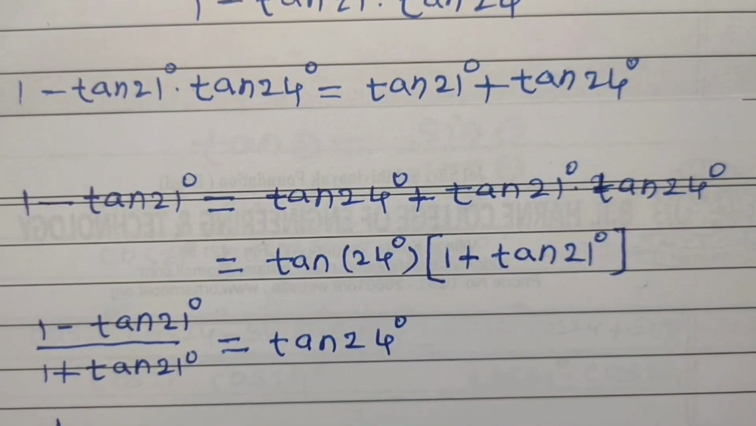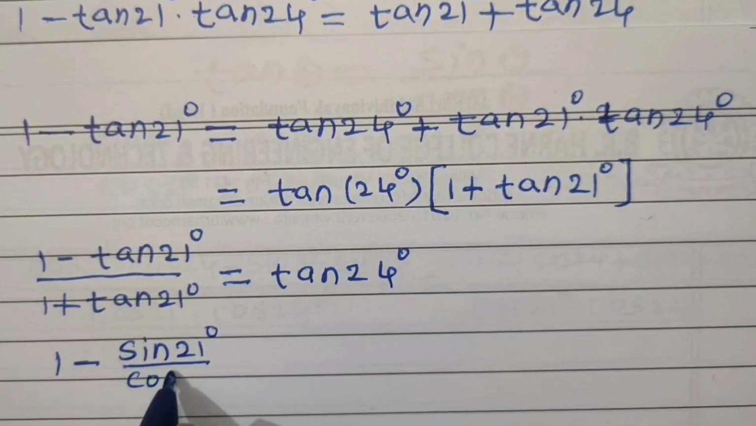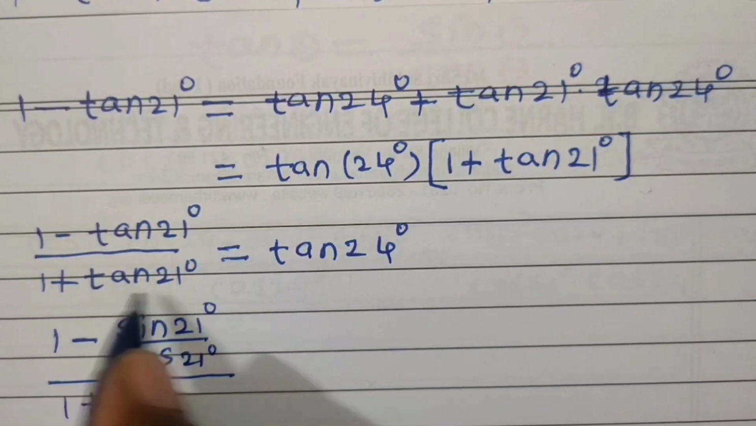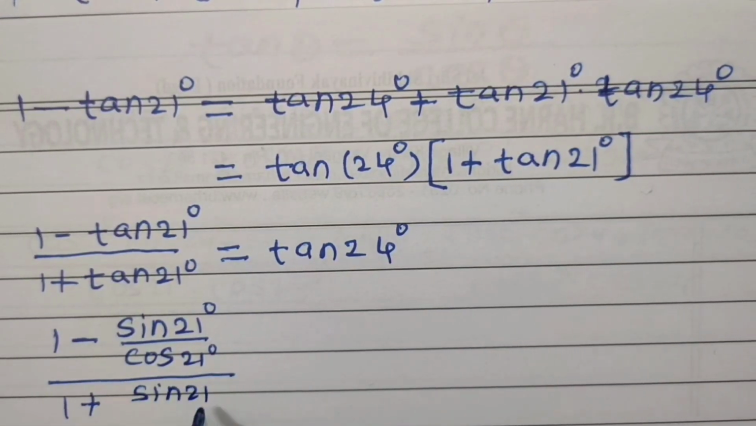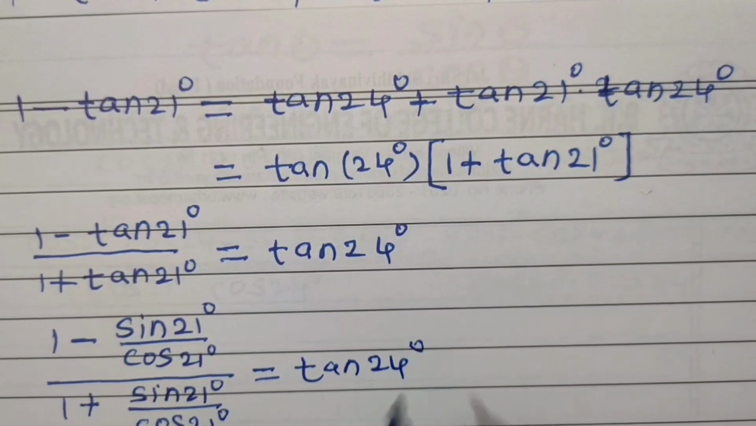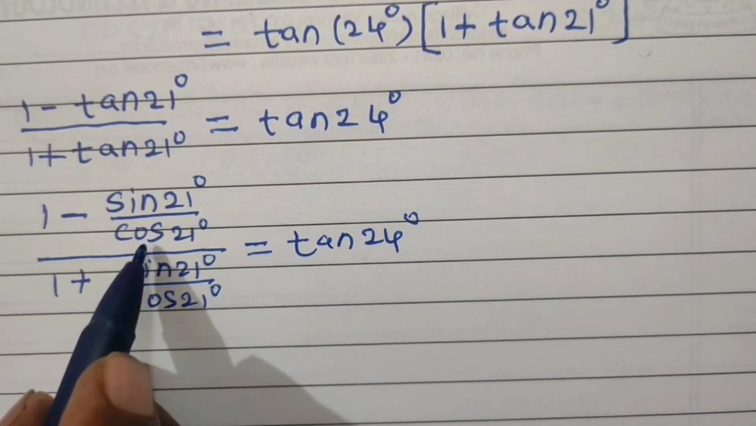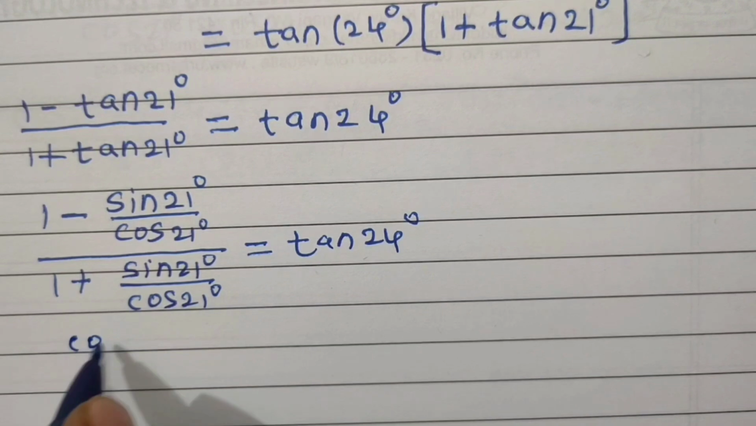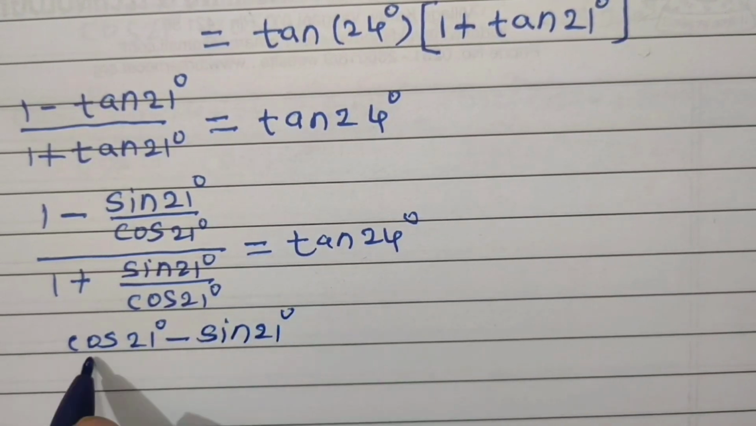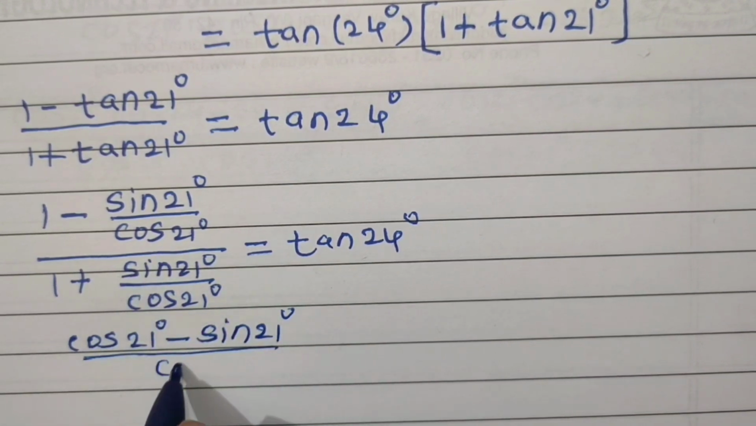Okay, so this can be written as 1 minus sine of 21 degree divided by cos of 21 degree for the numerator, and then for the denominator 1 plus tan 21 degree, sine of 21 degree divided by cos of 21 degree, and this is equal to tan of 24 degree. Now the numerator becomes cos 21 degree minus sine 21 degree, whole divided by this cos 21 degree, and now simplify the denominator.